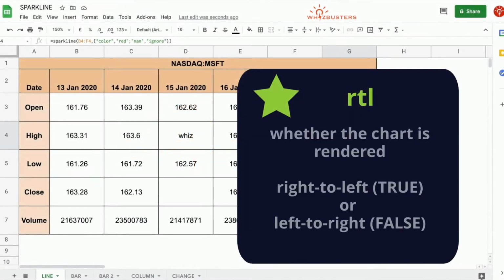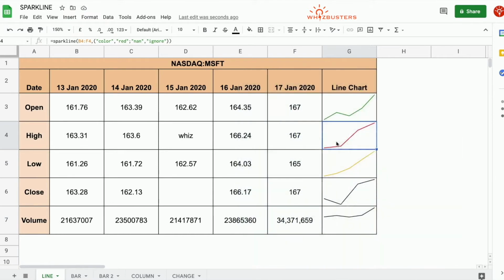Is RTL, which determines whether the chart is rendered right to left or left to right. Options are true or false, where true means it is rendered right to left and false otherwise. Let's take a look at row 7.